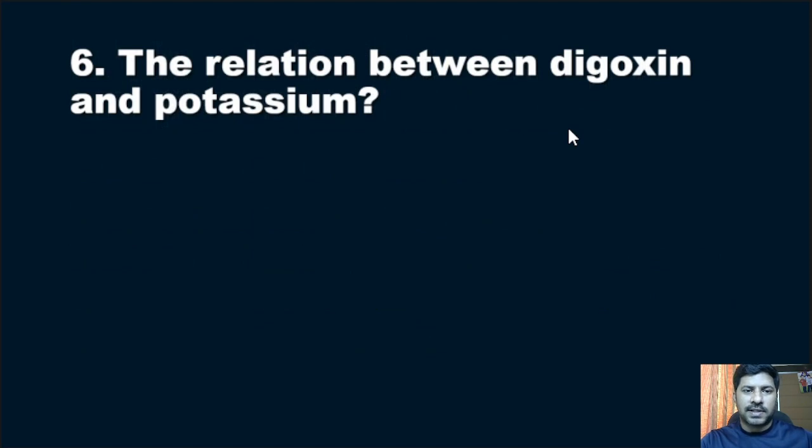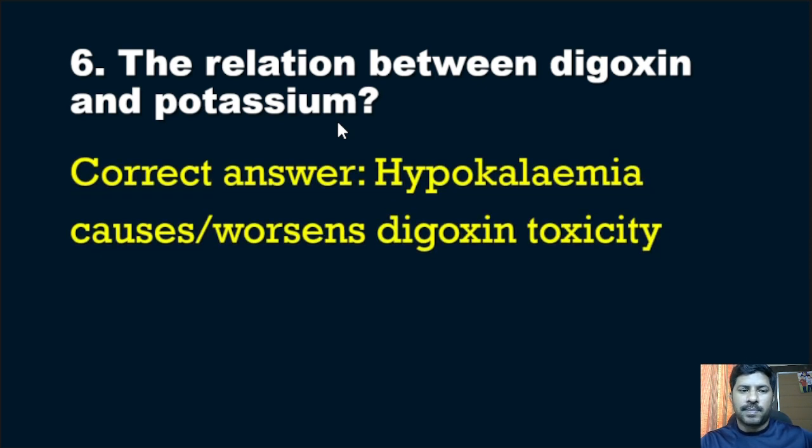Sixth question. The relation between digoxin and potassium: hypokalemia causes or worsens digoxin toxicity. So we should monitor the potassium status before giving digoxin, because hypokalemia worsens digoxin toxicity.